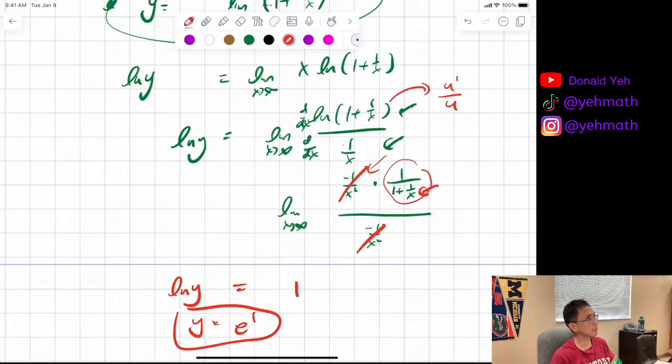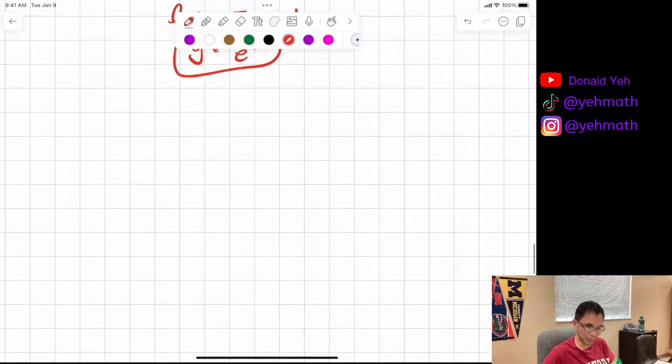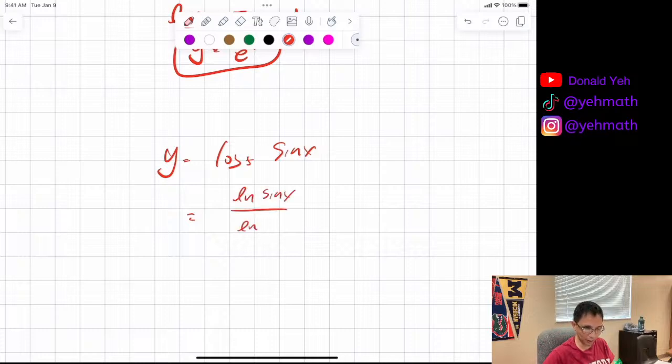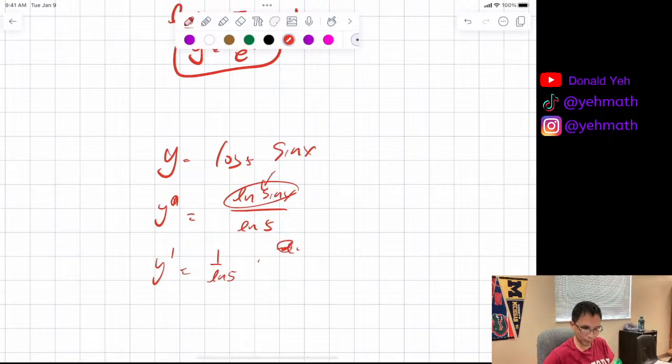Did we ever learn how to do the derivative? Yeah, we did. We're just changing base. So let's say the derivative of log base 5 of sine of x. We change it to natural log of sine of x over natural log of 5. Now just take a derivative of this. y prime equals 1 over natural log of 5 times the derivative of natural log of sine of x, which is cosine of x over sine of x, and that's going to be 1 over natural log of 5 times tangent of x.